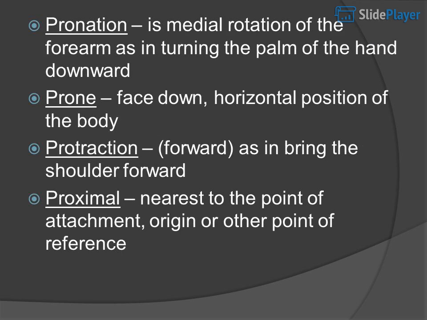Pronation is medial rotation of the forearm, as in turning the palm of the hand downward. Prone: face down, horizontal position of the body. Protraction: forward, as in bringing the shoulder forward. Proximal: nearest to the point of attachment, origin or other point of reference.